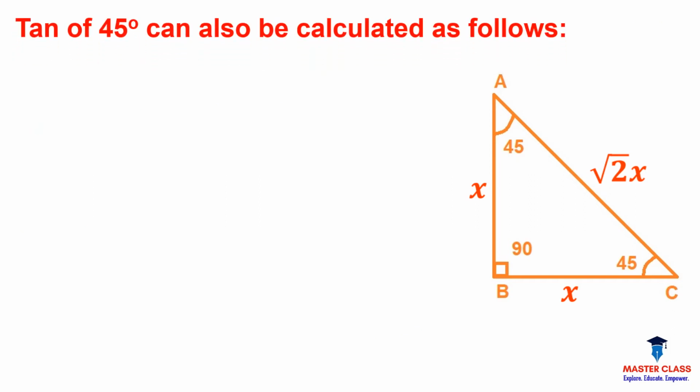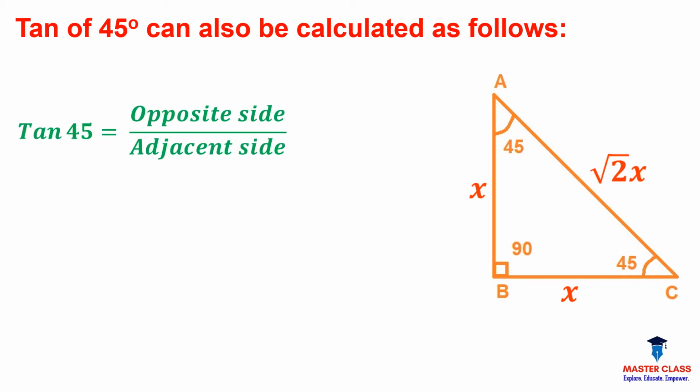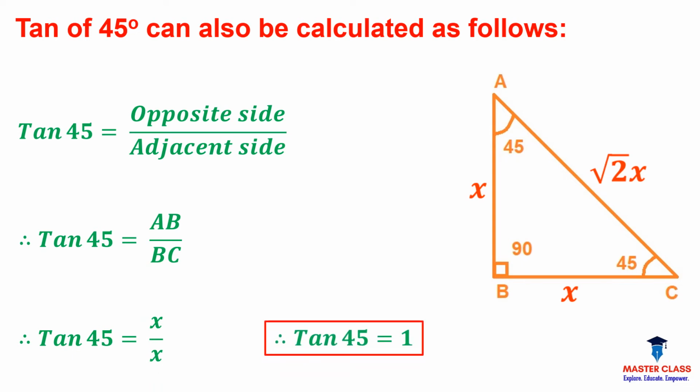Tan of 45 can also be calculated as follows. Tan 45 is equal to opposite side divided by adjacent side. Tan 45 therefore is equal to AB upon BC, which works out to be x divided by x. Therefore, tan 45 is 1.